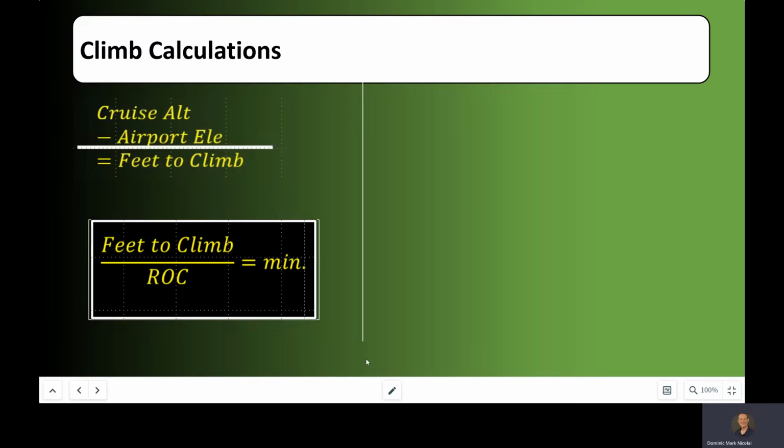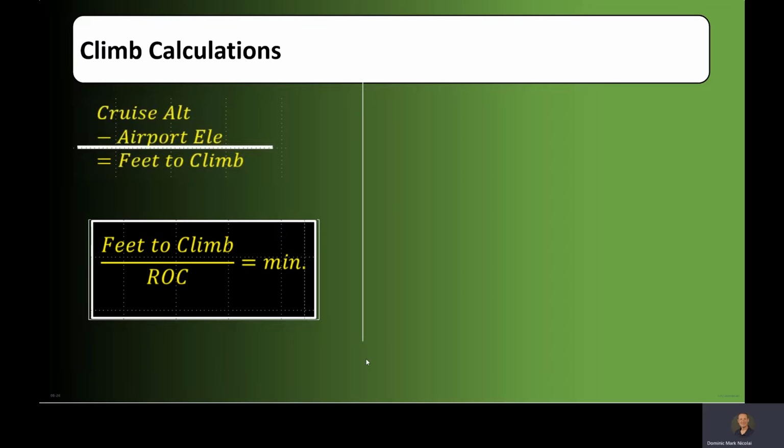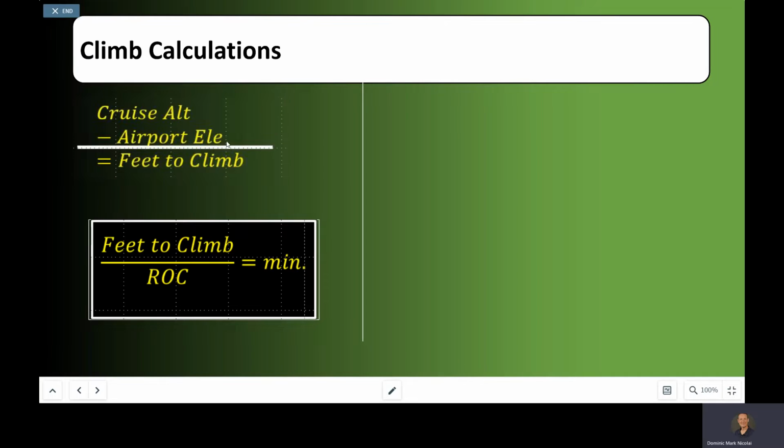Climbing and descending. We need to consider what is my cruise altitude and what is my airport elevation. We're going to do an example of a climb here. I'm leaving an airport at a certain elevation, and I'm climbing up to a certain cruise altitude. The difference is the amount of feet to climb. I'm not always climbing from sea level, so I have to figure out the elevation of the airport.